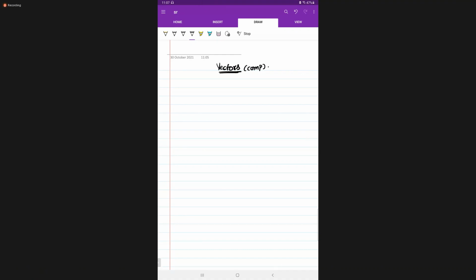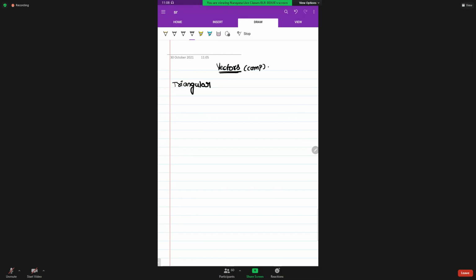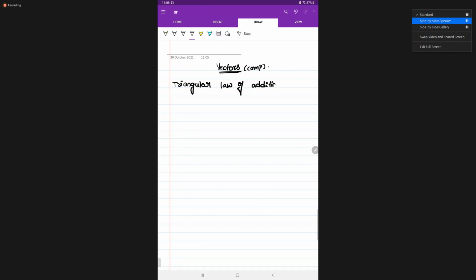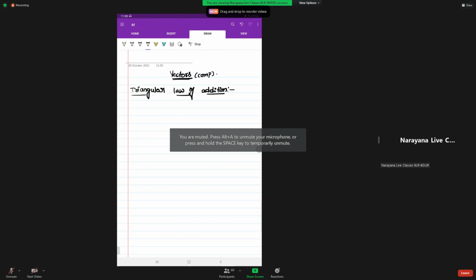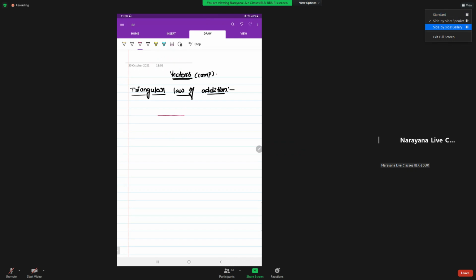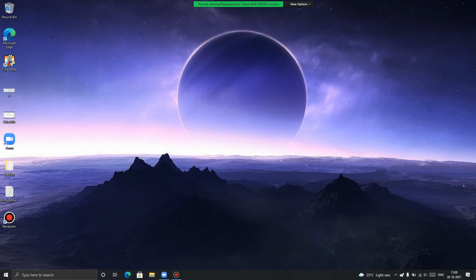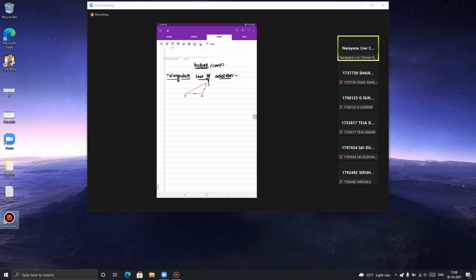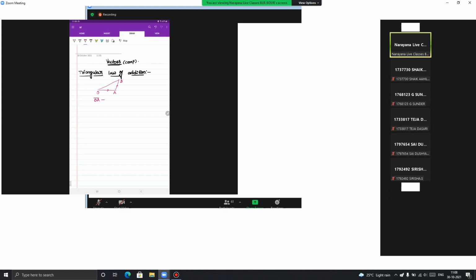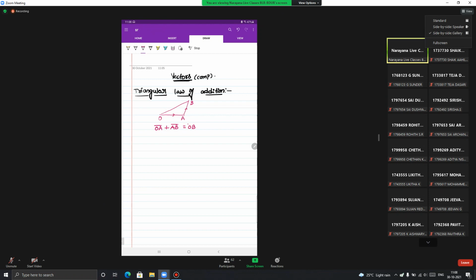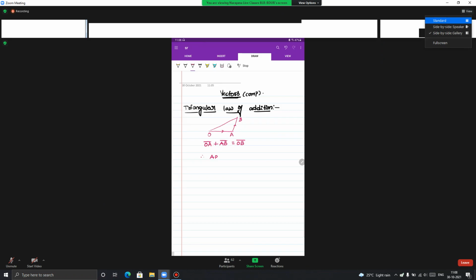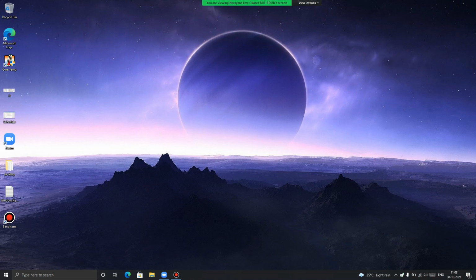Triangle law of addition. Take OA as a vector, OB as a vector. From this triangle law of addition, you can write OA bar plus AB bar is equal to OB bar. So AB bar is equal to OB bar minus OA bar. Already we know, discussed in the class also.